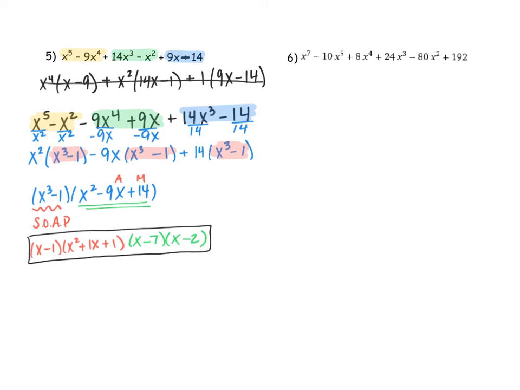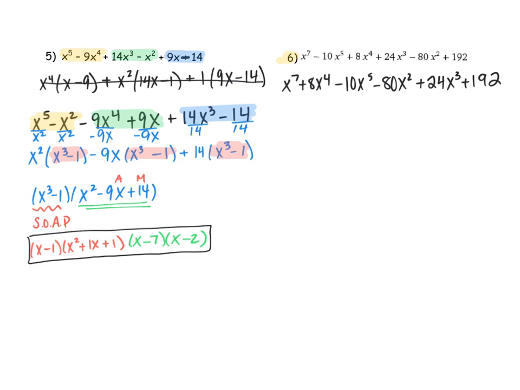All right, what I'd like you to do now is try number 6 on your own, but I will put it in the right order for you first. So you should have x to the 7th, and then positive 8x to the 4th. Then you have minus 10x to the 5th minus 80x squared. And then you have 24x to the third plus 192. So go ahead, take a minute, pause the video, and then hit resume when you're ready for the answer.